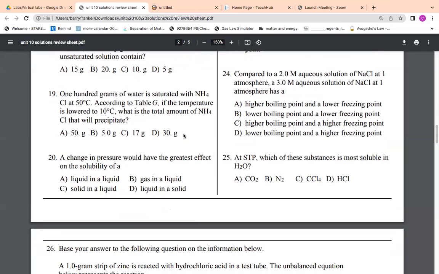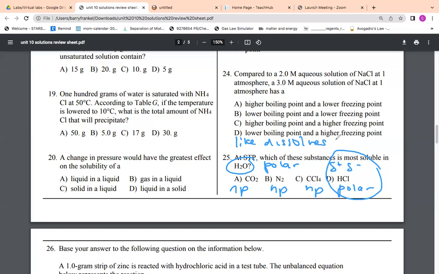Okay. Number 25, at STP, which of these substances is most soluble in H2O? Now, if you try to go to Table G, the solubility curves, you'll notice that only, I think, one of these is on there. So you don't actually go by the solubility curves. For this, what you have to think about is polarity. CO2 is nonpolar, N2 is nonpolar, CCl4 is nonpolar. HCl is the only thing here that is polar, so it has a partial positive and a partial negative side. This is polar, and water is polar. Again, we have that saying that like dissolves like.